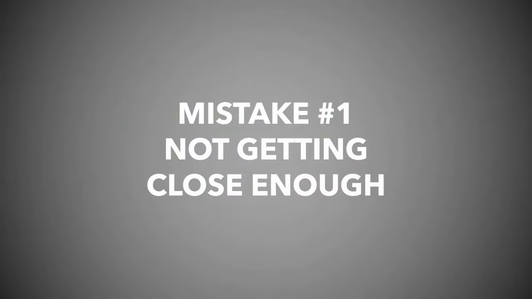So the first one, mistake number 1, not getting in close enough. And I'm not sure what it is, but when people are new to photogrammetry, a lot of them, when they take their photographs, they feel like they have to get the object or the subject that's of importance, plus a lot of the background. And so as a result, the subject is taking up a very small portion of the view, and that's not really what we want to do.